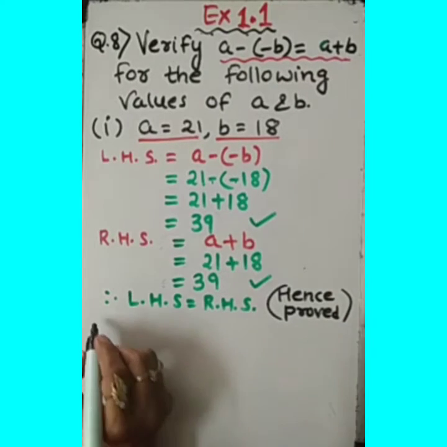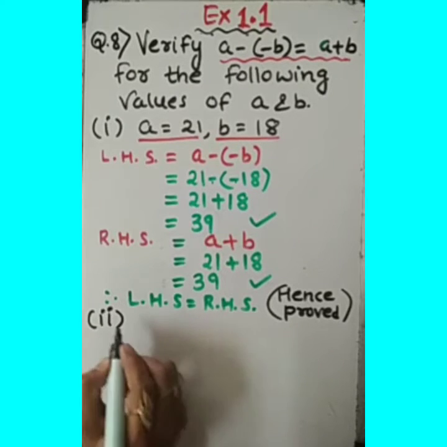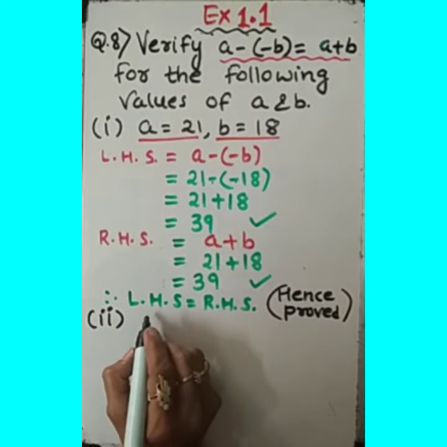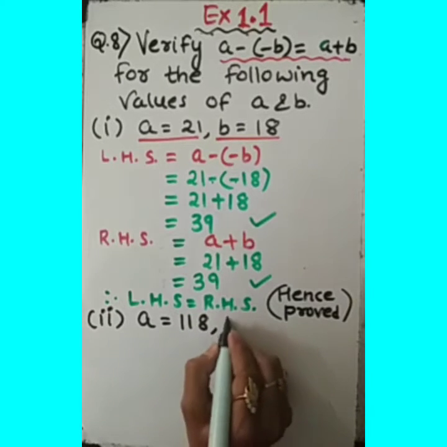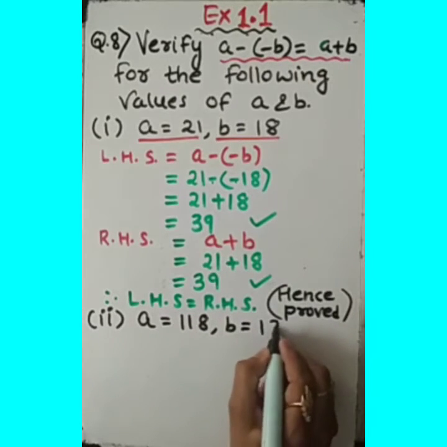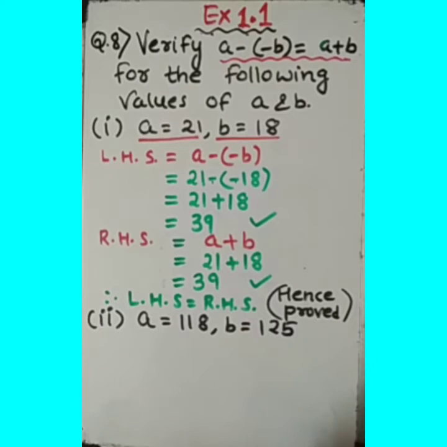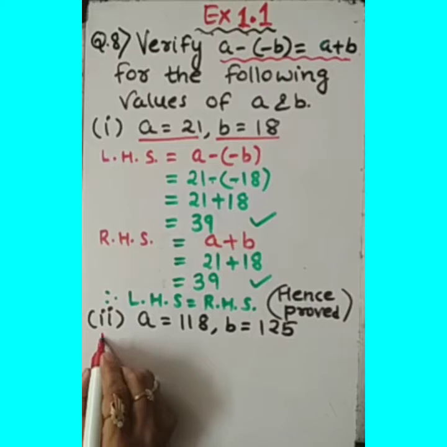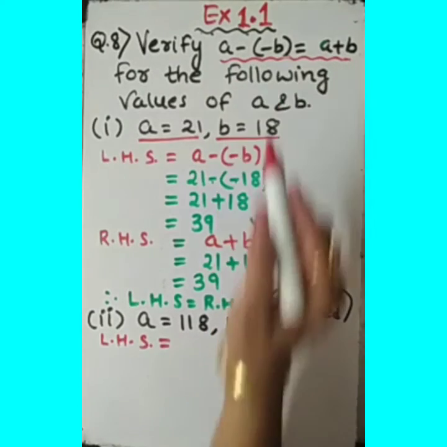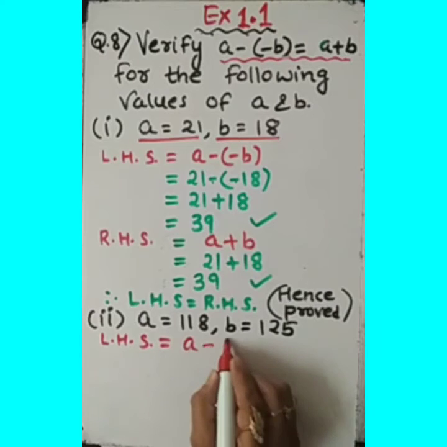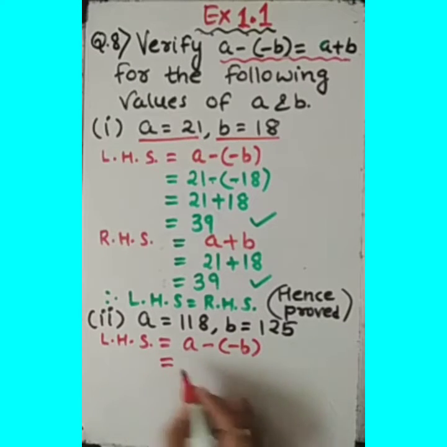Fine. Now the same procedure we will apply for the second number. The second number is A equal to 118 and B equal to 125. So let's start. Ready? LHS equal to. What is LHS? Here we are given in the question, A minus in bracket minus B.